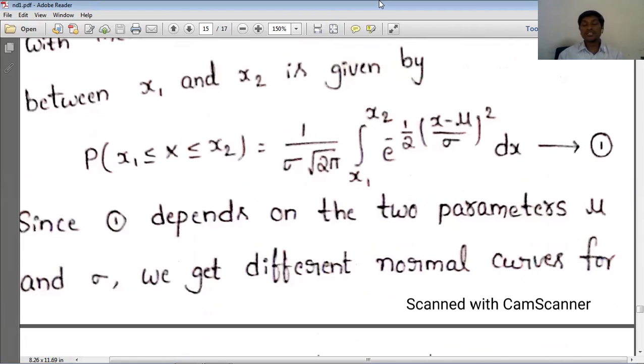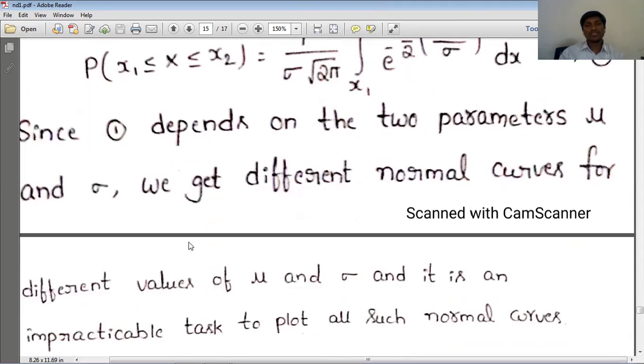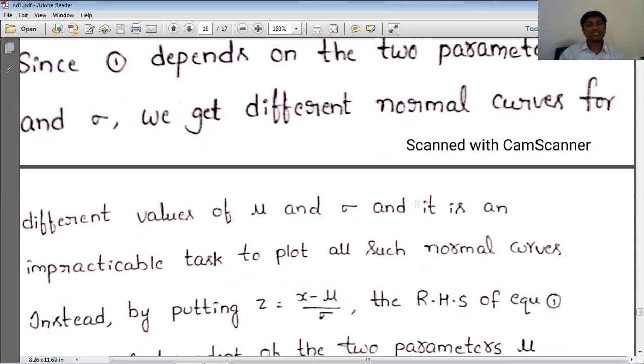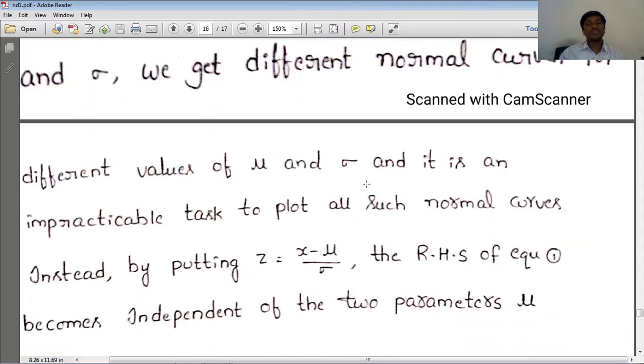What are the parameters in binomial? In binomial n and p are parameters, and in Poisson lambda is a parameter, and coming to continuous, the parameters of a normal distribution are mu and sigma. By changing the values of mu and sigma, we get different normal curves. If you give different values, you will get different normal curves.